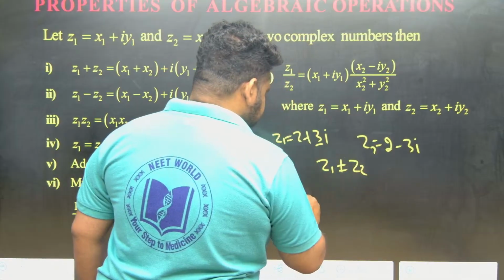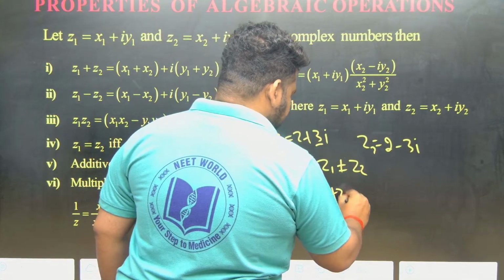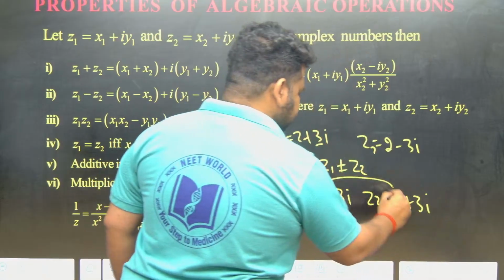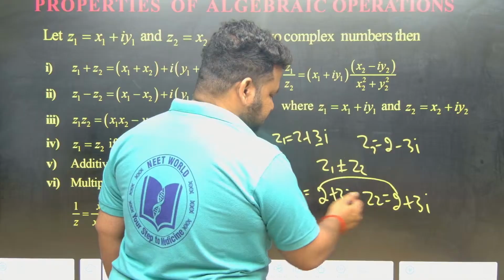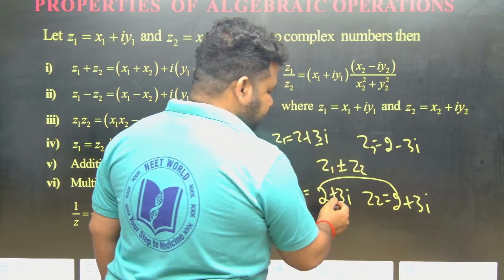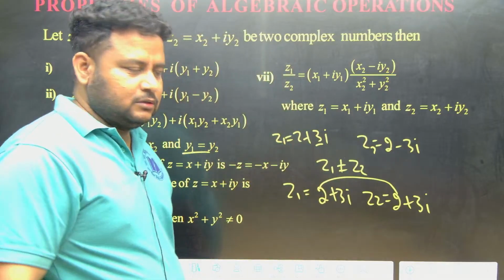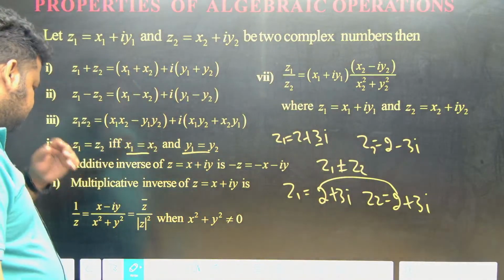If I write z1 is equal to 2 plus 3i and z2 is equal to 2 plus 3i, definitely they are equal. The real part is 2 and 2, the imaginary part is 3i and 3i, so they are definitely equal.